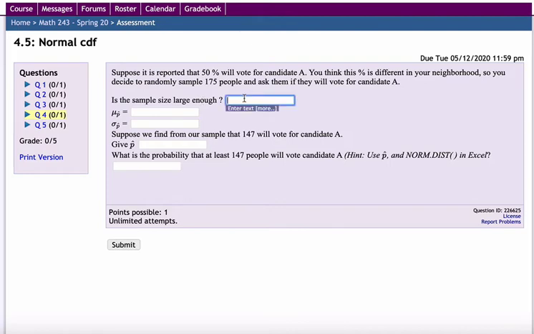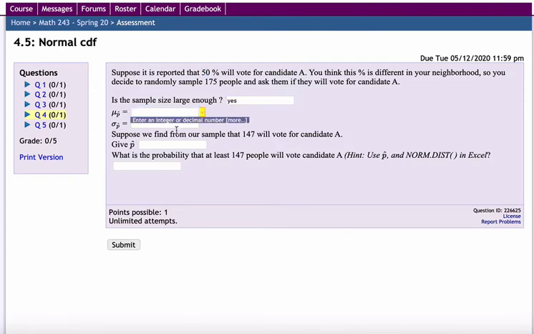Is the sample size large enough? Guess what? It's going to be yes. Because if the answer was no, you couldn't do the rest of the problem. It has to be yes. But you could check it if you want. You could take n and multiply it by p and multiply that by 1 minus p. And I bet you'll get a number that's greater than or equal to 10. And that will tell you to put a yes up here.